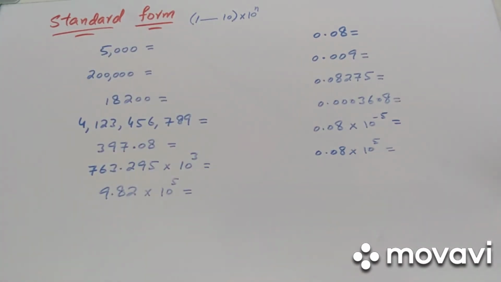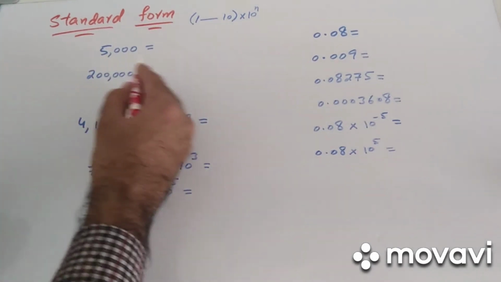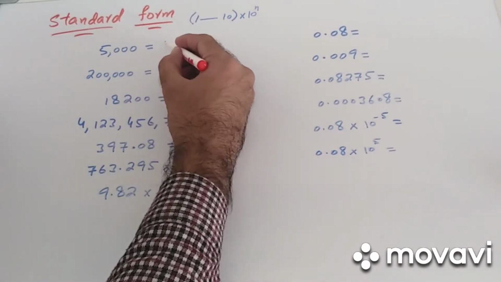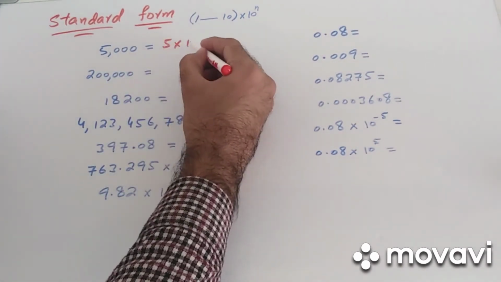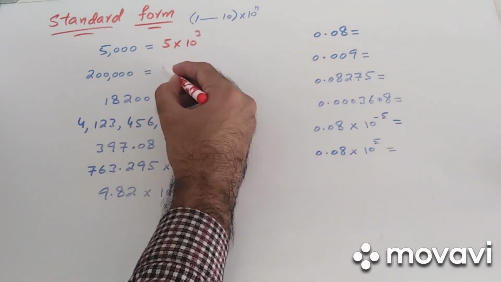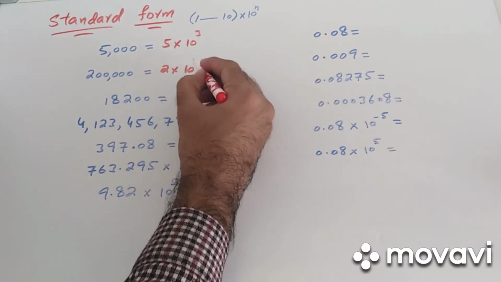All right, let me just remind you again. When we had 5,000, the answer was 5 times 10 raised to the power of 3, and then this was 2 times 10 raised to the power 5.